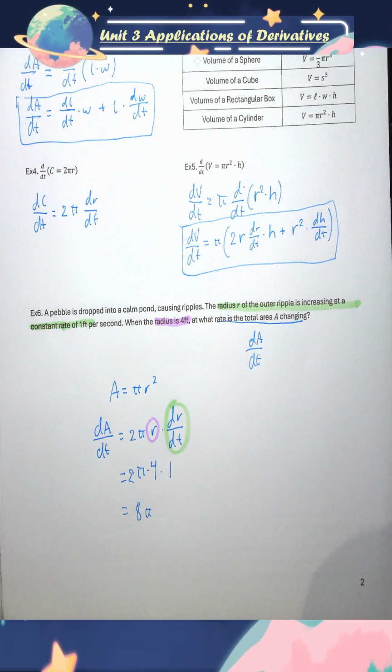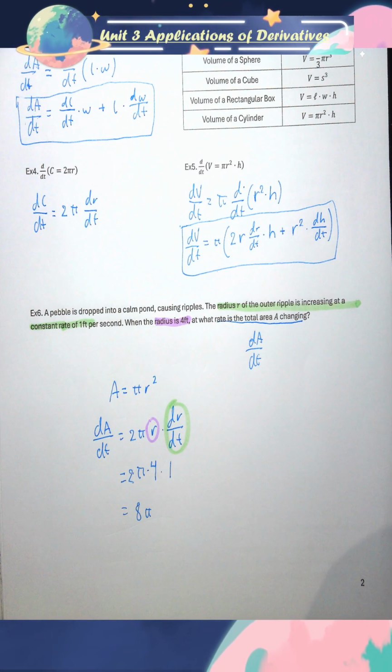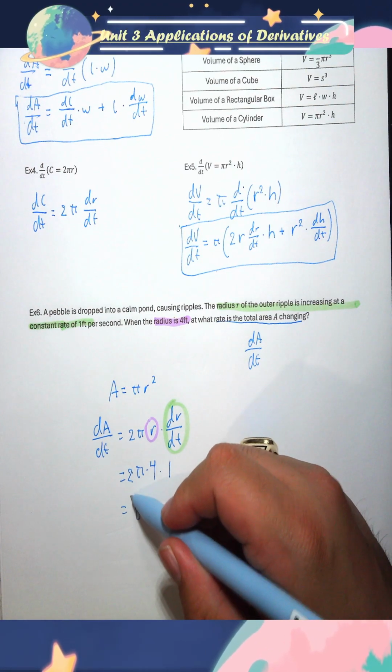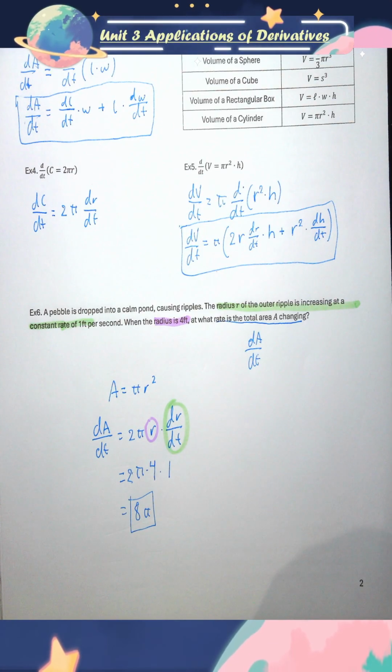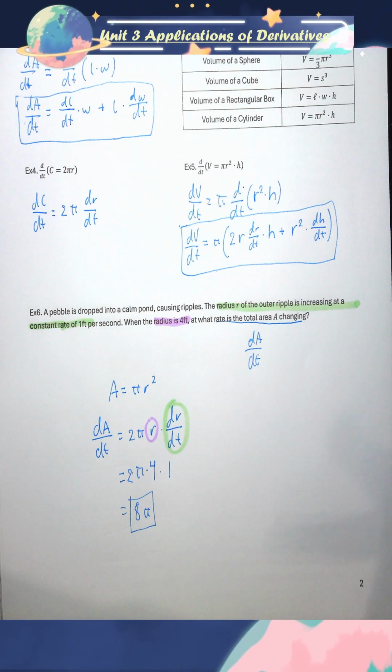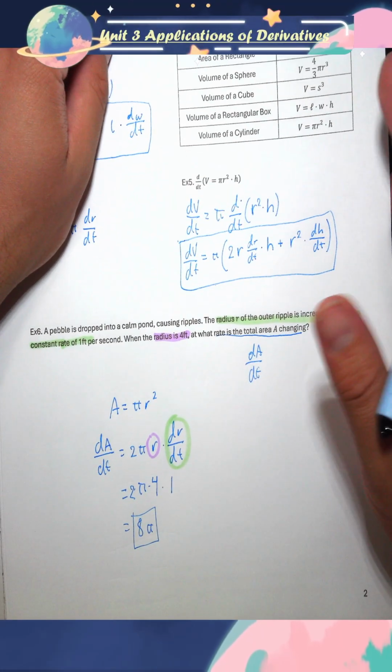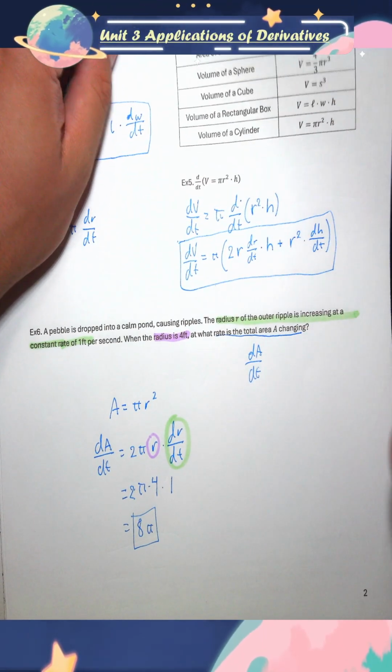So it says, what is the rate that the total area is changing? The answer is 8 pi. It's changing at a rate of 8 pi. You could add per second, but I'm not going to be that big of a stickler for these couple of things as we're learning along. The homework will grill you on that.